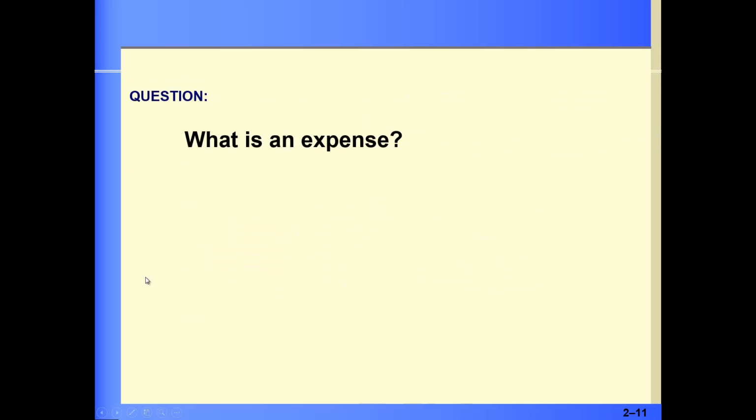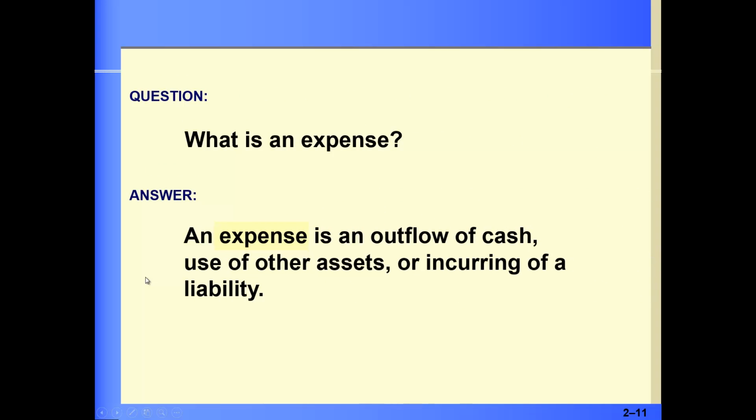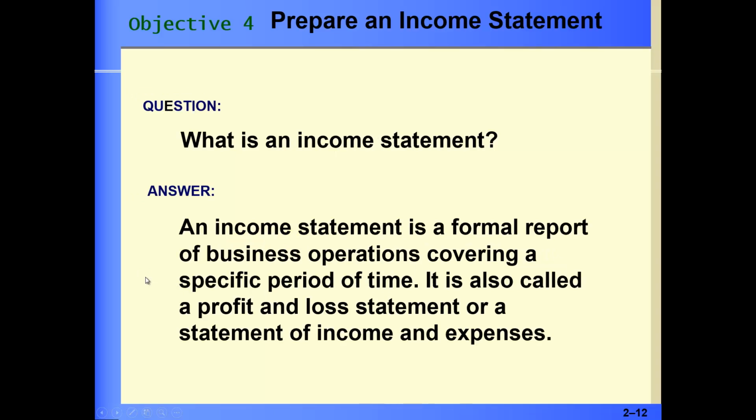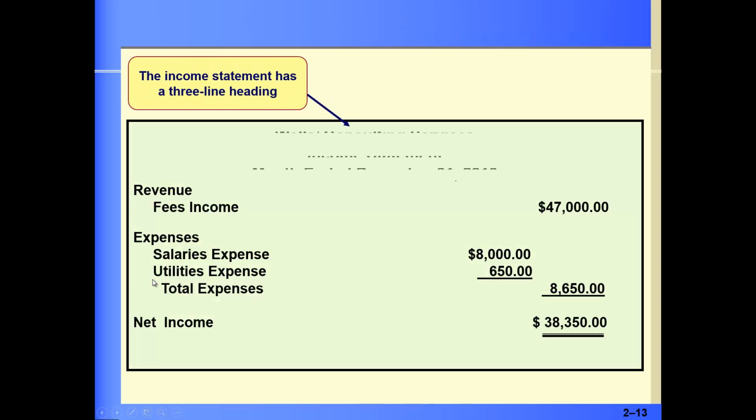What is an expense? Outflow of cash, incurring of a liability. And income and expenses are reported on an income statement. That's a formal report that shows how much revenue they've had and how much expenses they have had.